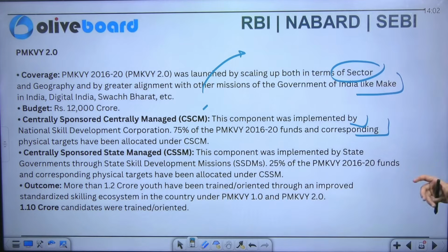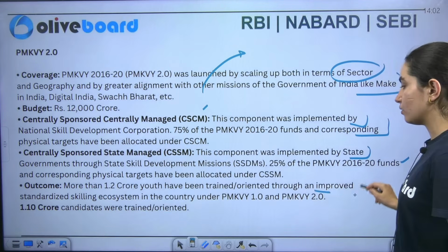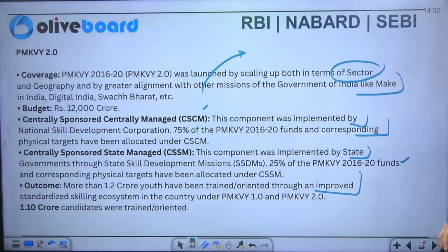और उसके बाद we have central sponsored, state managed. Okay, now this ensures that this component was implemented by the state government through state skill development mission. 25% funds have been allocated to it. Outcome क्या था? More than 1.2 crore of youth have been trained, oriented through an improved standardized skilling ecosystem in the country under this particular initiative that includes 1.0 and 2.0 also. Okay, now what does it include? That 1.10 crore of candidates were trained under this.